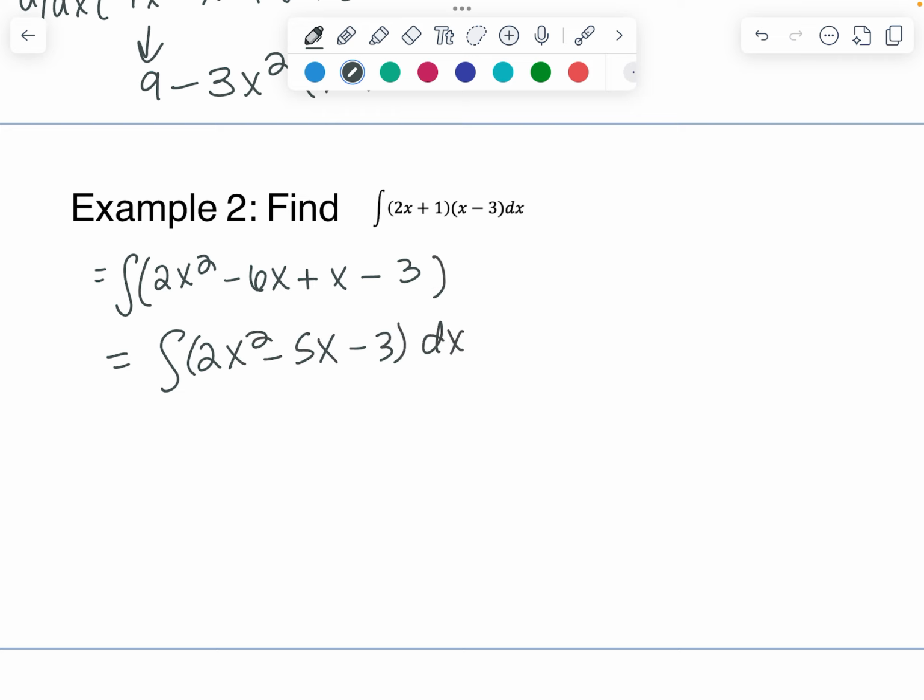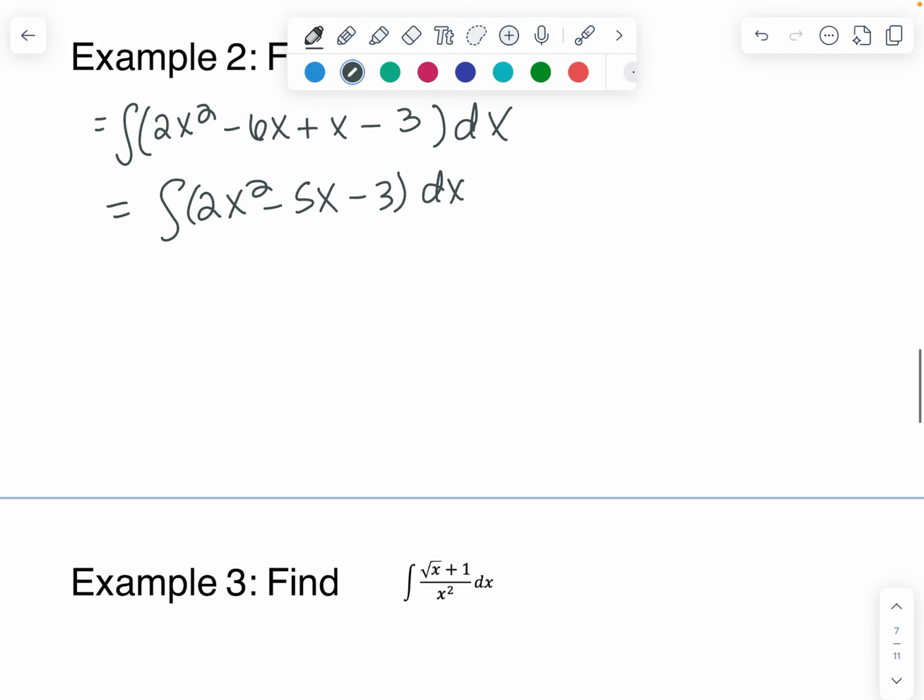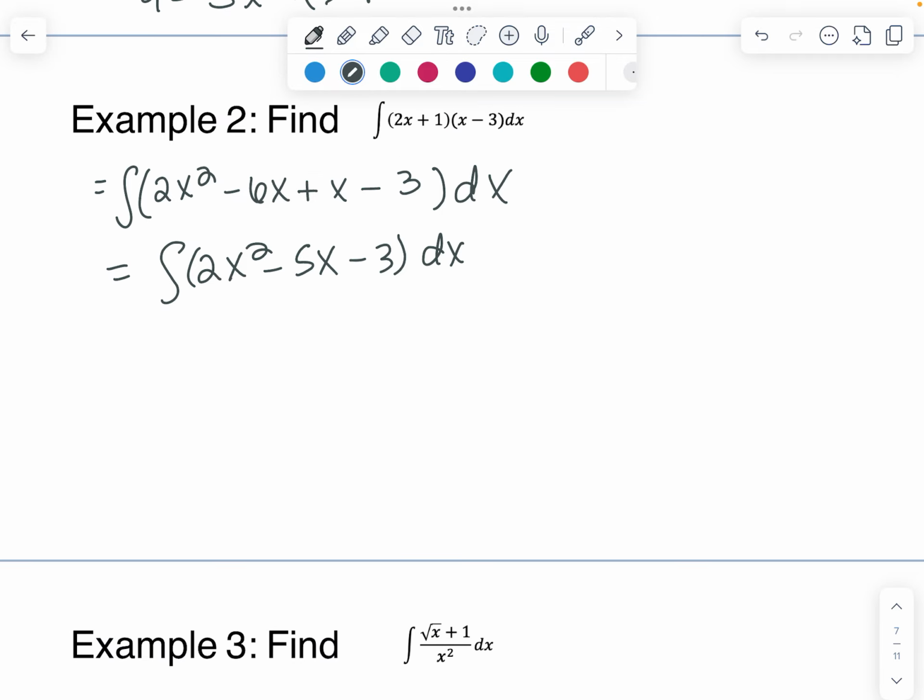I have not taken any derivatives, or sorry, antiderivatives or anything. I just know that there's no product rule for antiderivatives, so I got to get rid of the product then. So that's what I did here, and now that everything's simplified, there's no product, I can actually go and take the antiderivative. So the antiderivative of this is 2x cubed over 3.